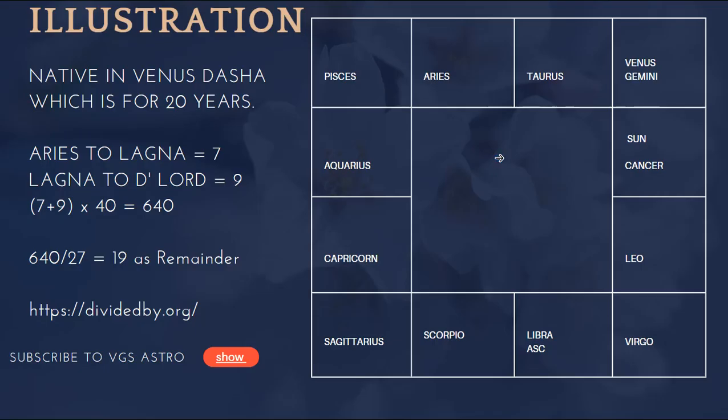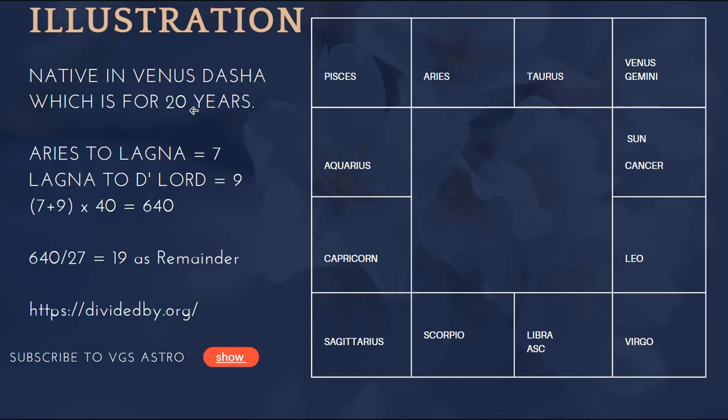So in this illustration we have the chart of a native who was born with his ascendant in the Libra sign, and he's got Venus in the Gemini sign. So when we apply this technique, we're going to start counting from Aries to Libra, which is 7 places away, and we jot down 7, and from the ascendant to Venus, which is in the Gemini sign, and which is 9 places away, so we jot down 9, and when we add the 2 and multiply by twice the number of years allotted to the Dasha Lord.